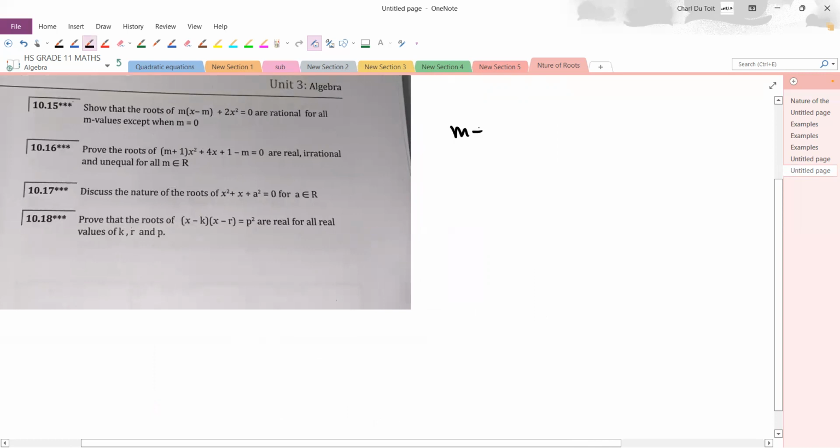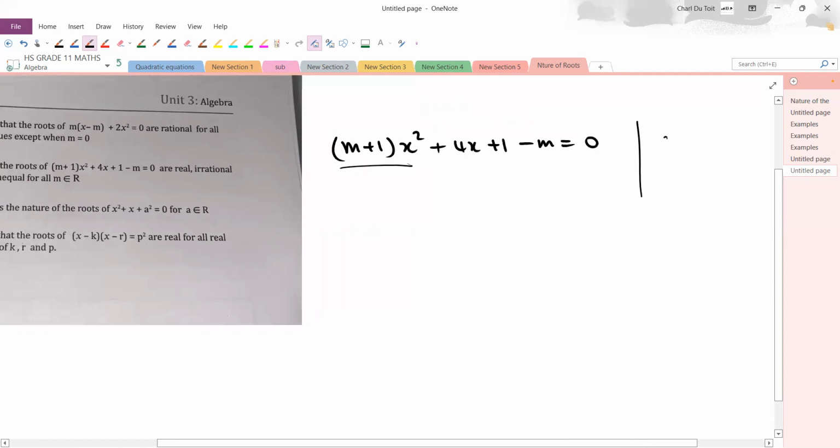So they have (m plus 1)x squared plus 4x plus 1 minus m is 0. Okay, let's just fiddle with this. I'm going to leave that as it is because actually I've got A there already. I have A, B, and C. This is easy. Okay, so A is m plus 1. B is everything but the x, which is 4. And C is 1 minus m. Have a quick look at that.